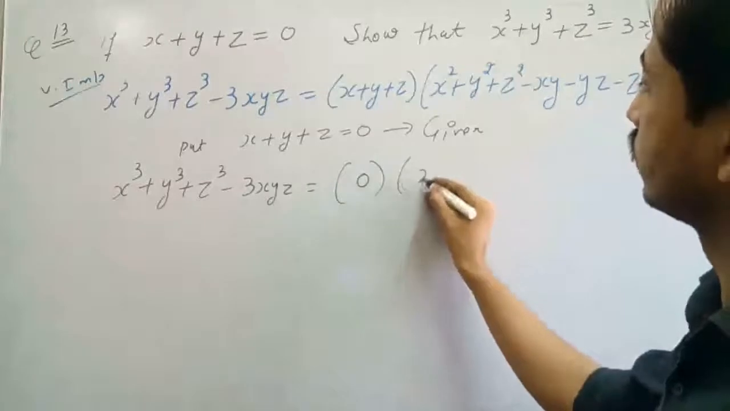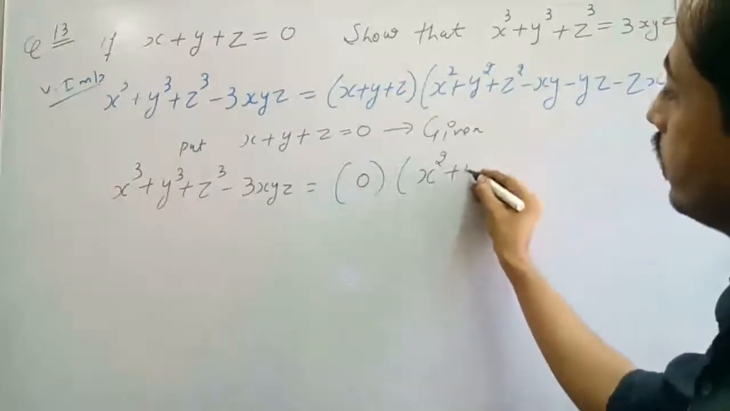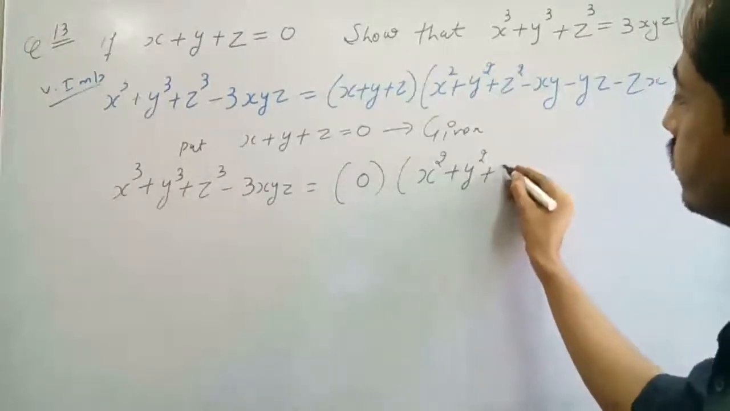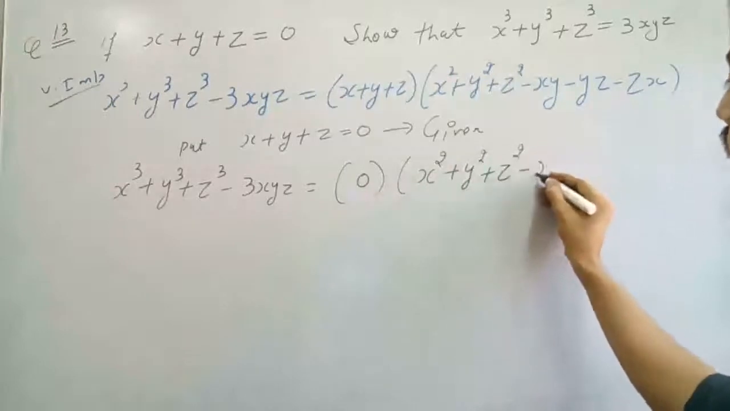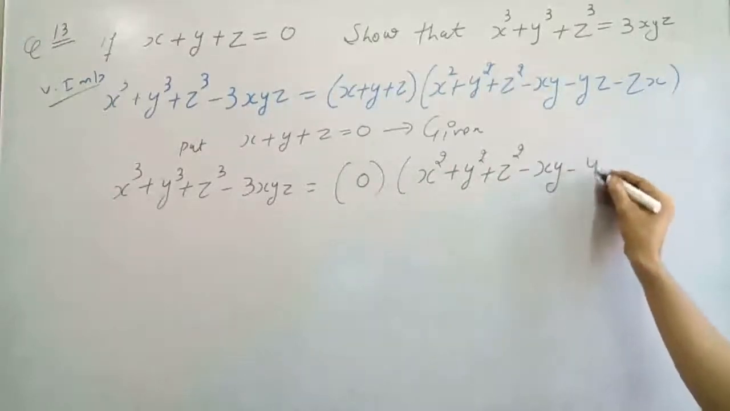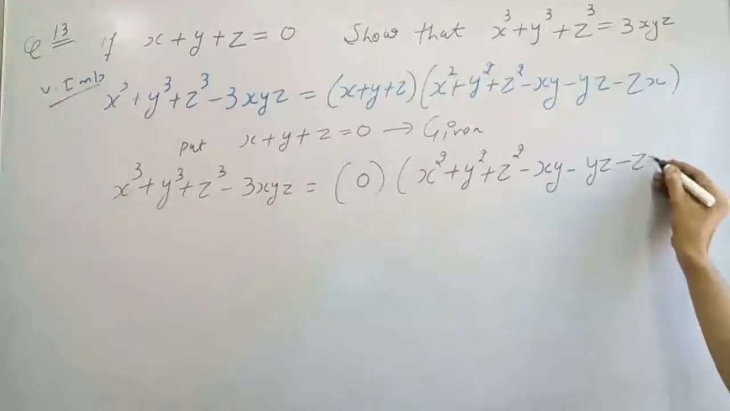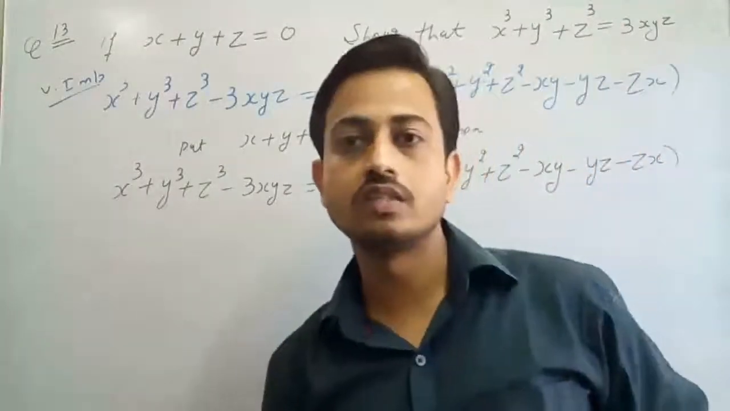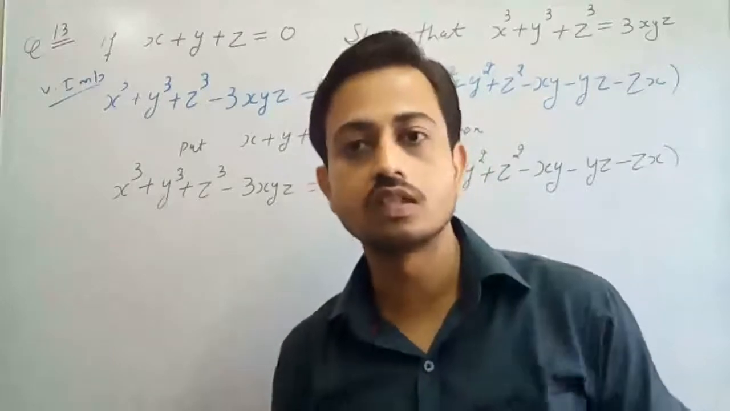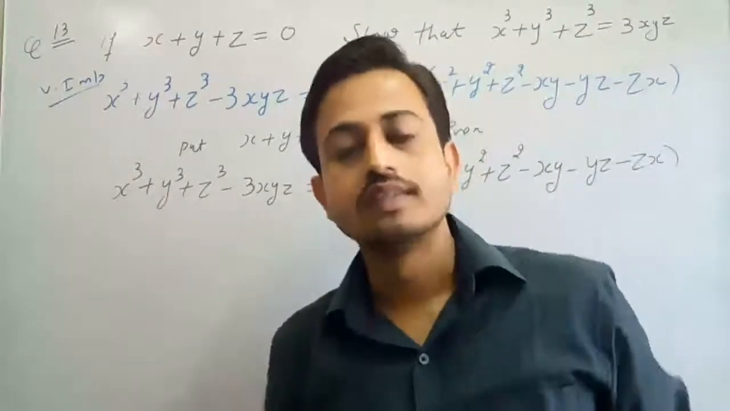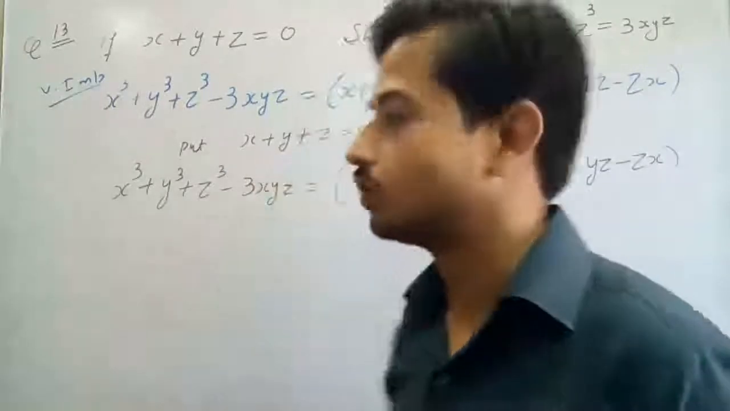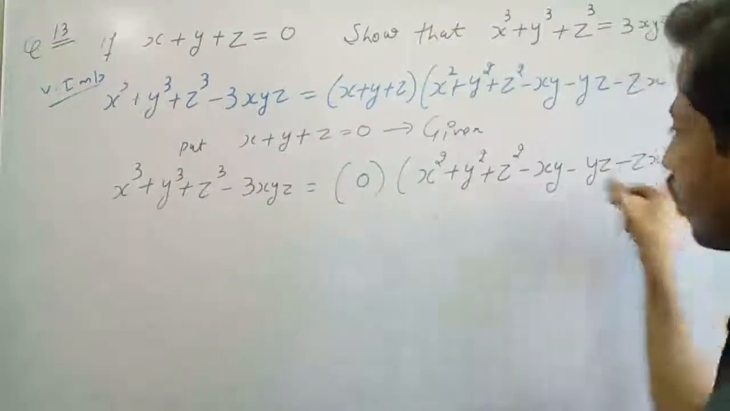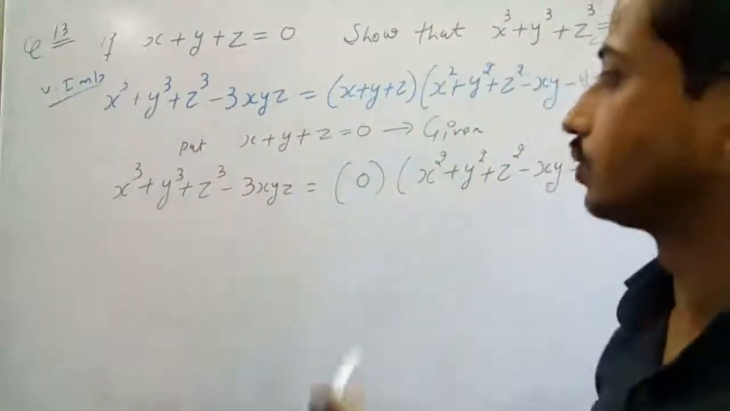Now this is what? x square plus y square plus z square minus x into y minus y into z minus z into x. And you know, if we multiply 0 with any number, whether it is small or large, the result should be 0. So if we multiply this whole term by 0, we get 0.